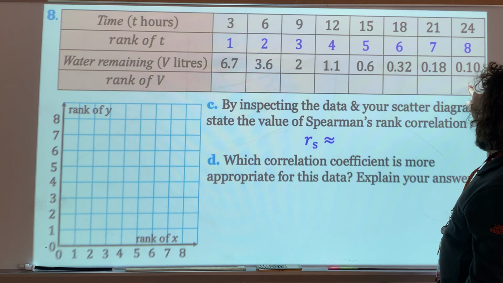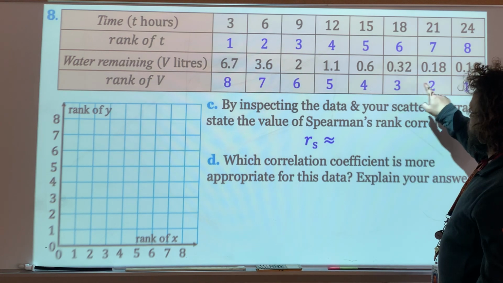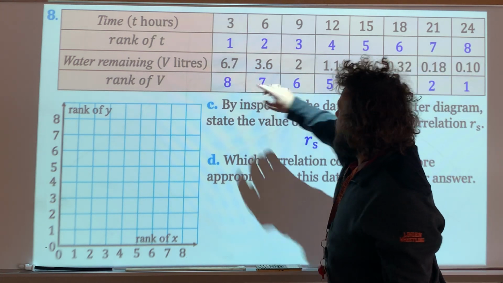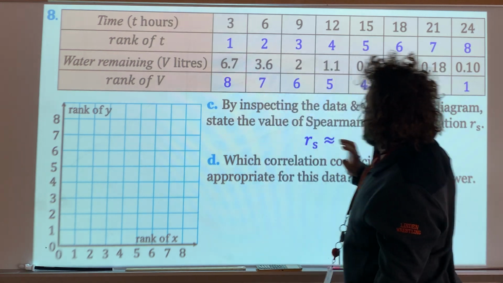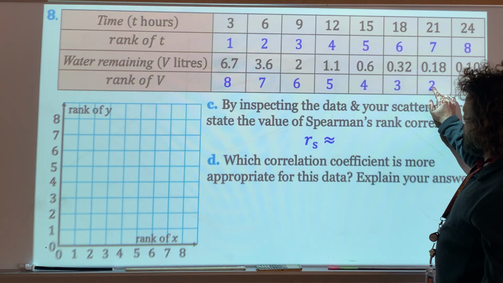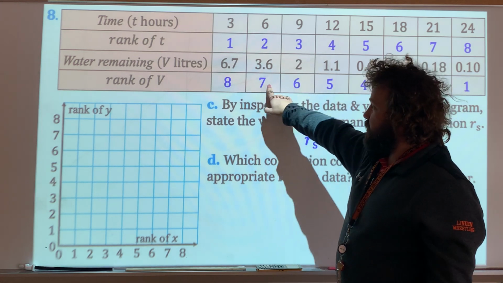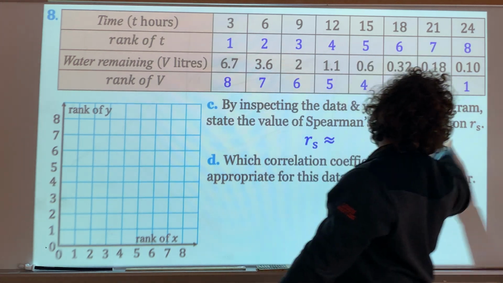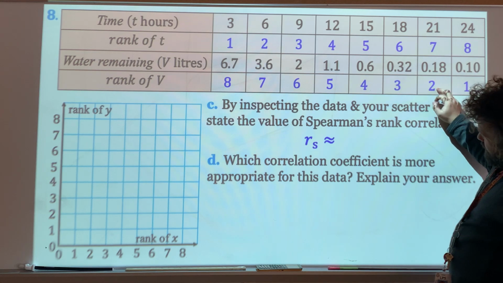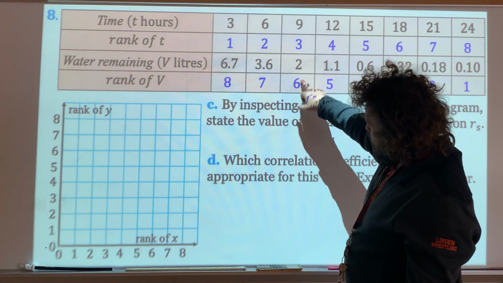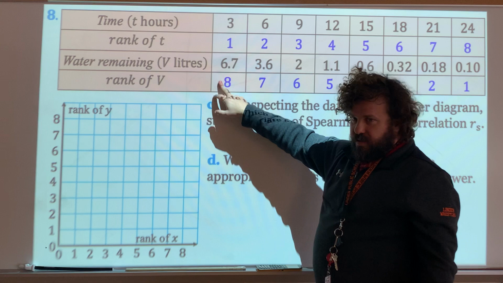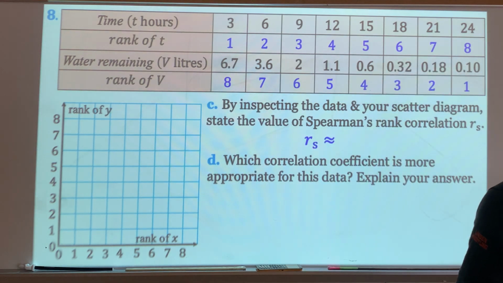This one isn't exactly in order. The lowest number is the 0.10. 1, 2, 3, 4, 5, 6, 7, 8. It actually goes right to left. 0.10, 0.18, 0.32, 0.6, 1.1, 2, 3.6, and 6.7. All right, so that's our ranking.